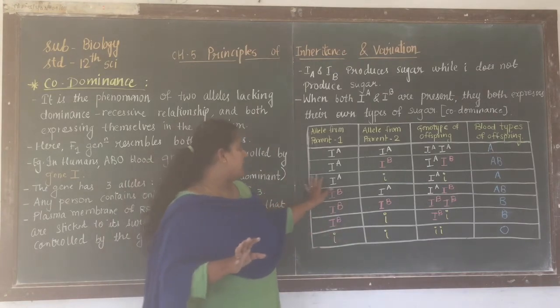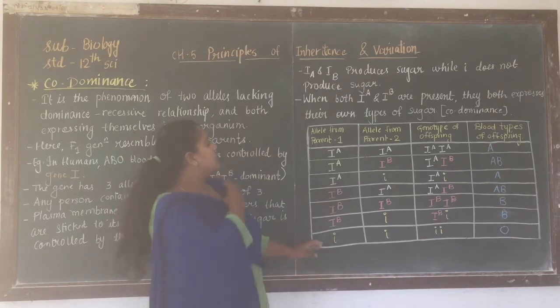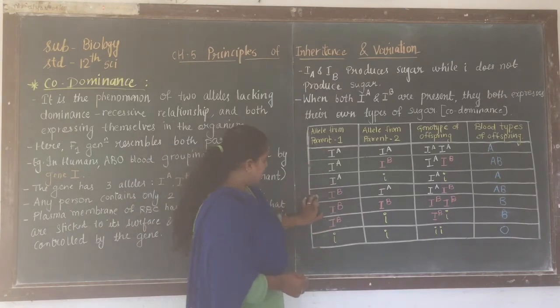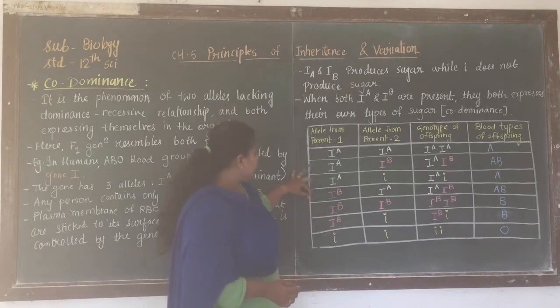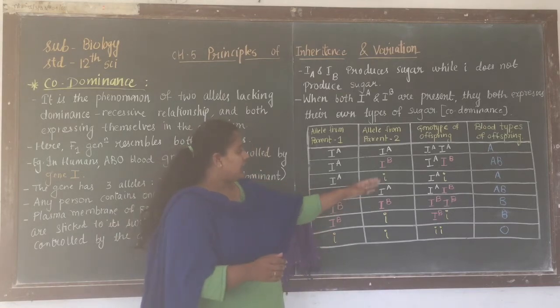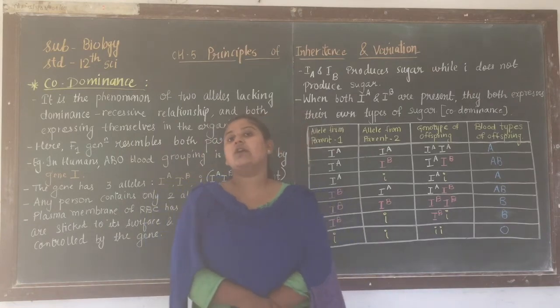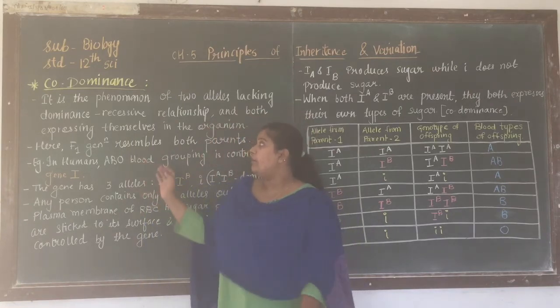And through this we can understand that in this second one and this one, both of them are expressing. Wherever I have written AB, that AB is nothing but codominance. So I hope now you are clear with the topic of codominance.